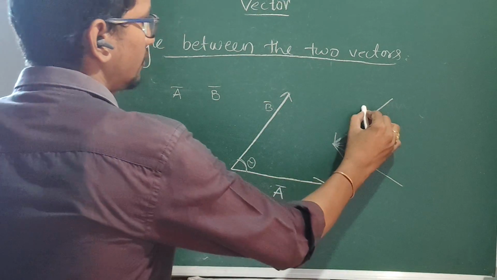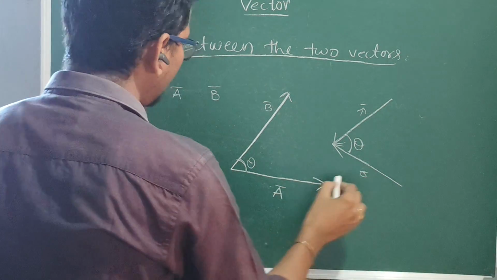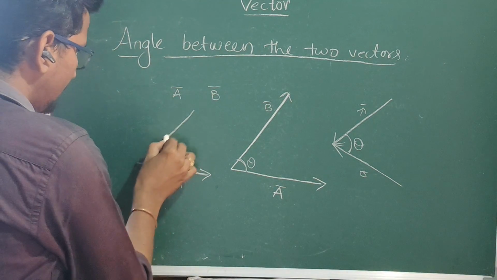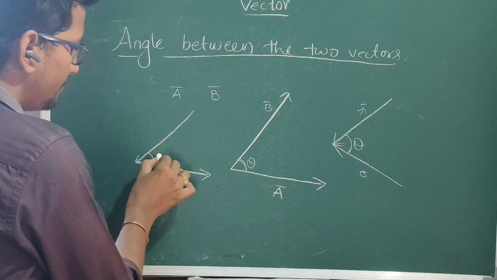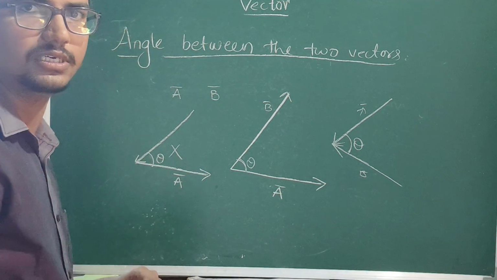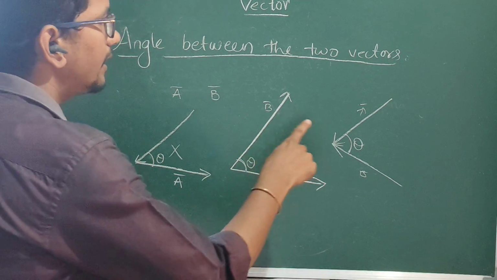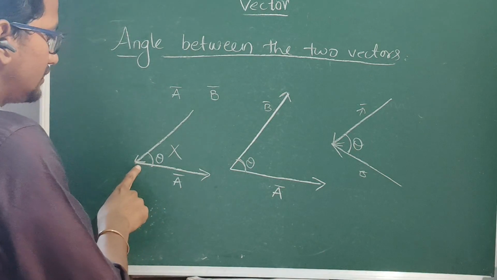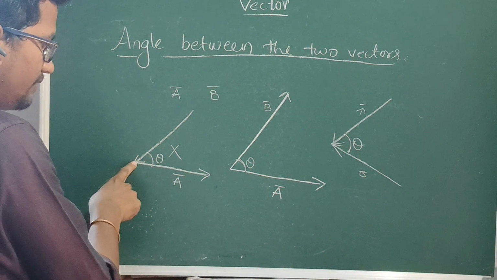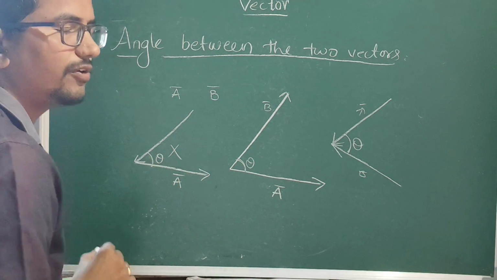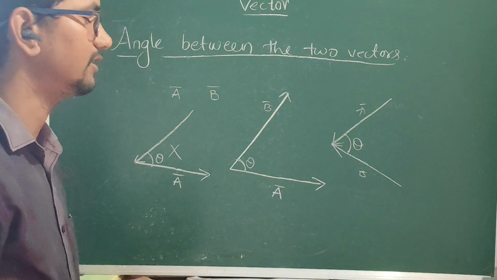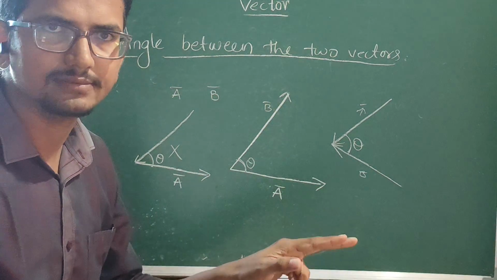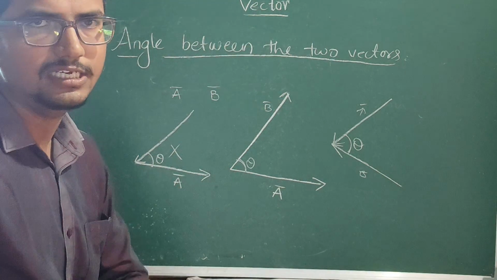See, two heads or two tails. For example, if you write a bar and then b bar like this, it's not an angle between them. It's wrong. Only either tails or heads must make the angle theta. Here it would be the head of the first vector and the tail of the second vector, which does not form an angle between the two vectors. That's why you need to understand carefully: either tails or heads make an angle between the two vectors.